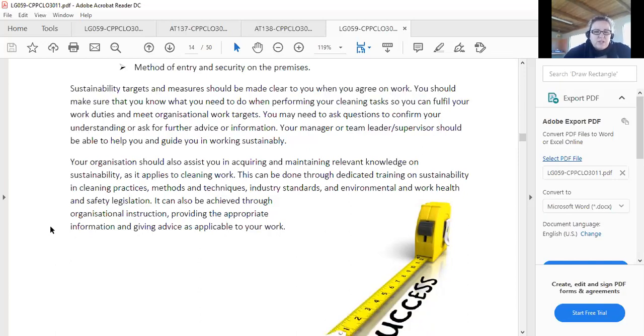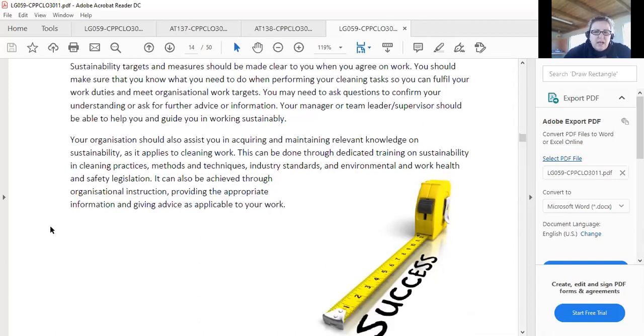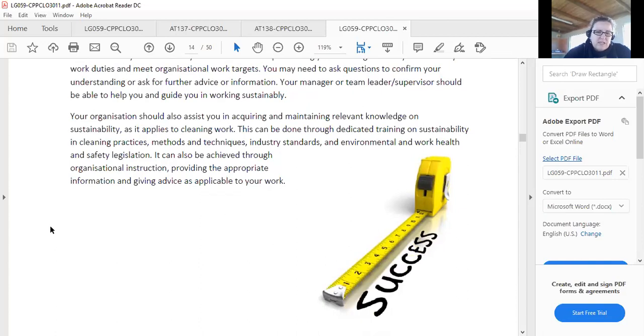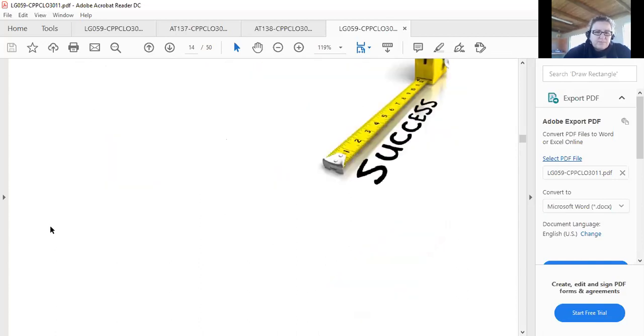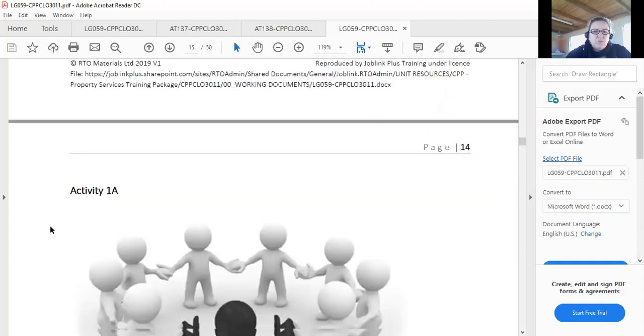Your organisation should assist you in acquiring and maintaining relevant knowledge on sustainability as it applies to cleaning work. Some big companies have training and stuff like that, but most don't. Most of it is about just getting in and getting the job done. Okay, so we're on to activity 1A.